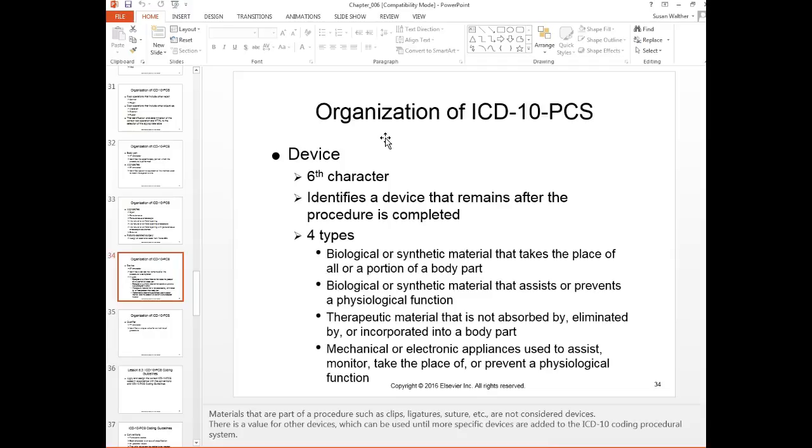And the root operations are very specific. There are root operations that you only use when you have a device. And those are change, insertion, removal, replacement, revision, and supplement. They always have to involve a device. But it's important to know that if materials are a part of a procedure, such as clips or ligatures or sutures, those are not considered a device.